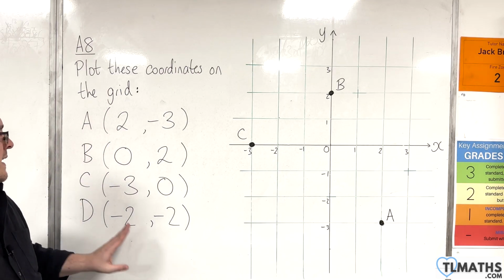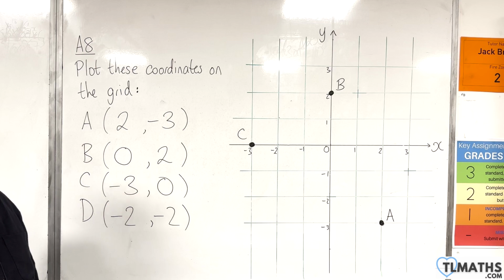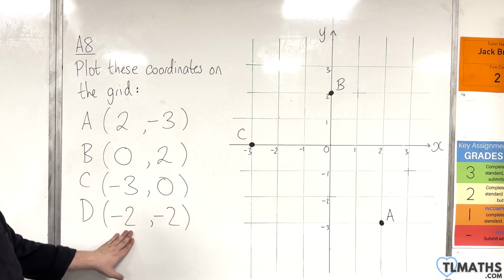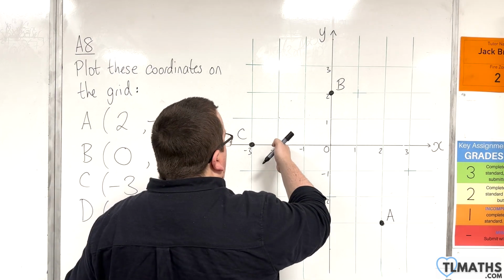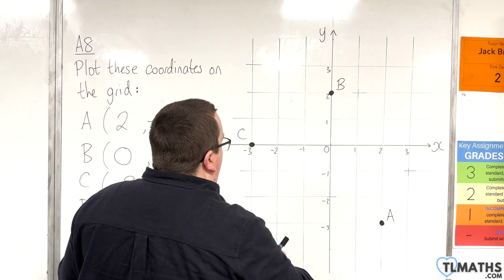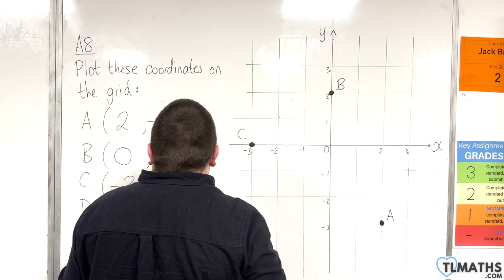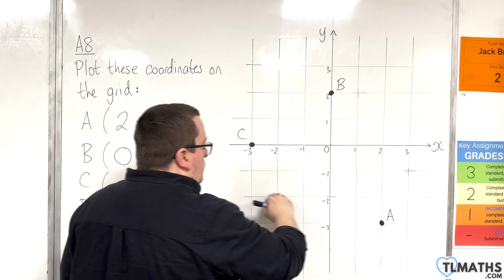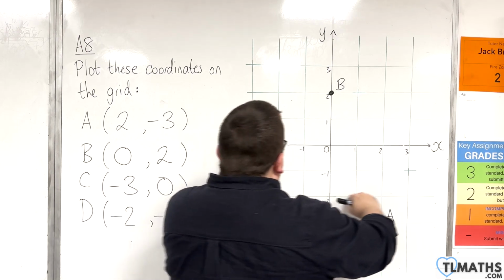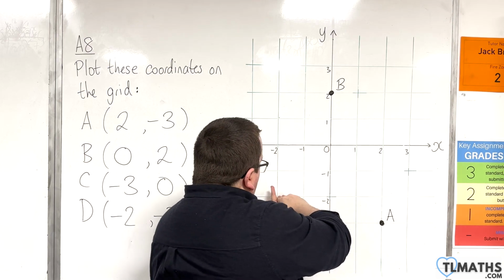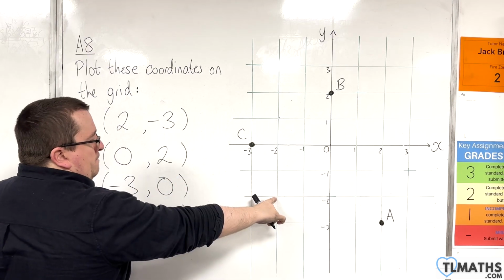Right, the last one is D, -2, -2. So that is the intersection where x is equal to -2. So that's x equaling -2, and y equaling -2, which is that horizontal line. So where they intersect is at that point there.